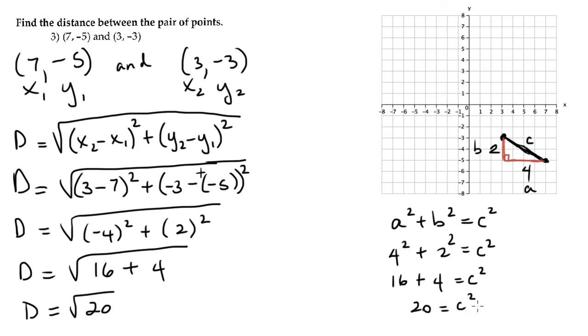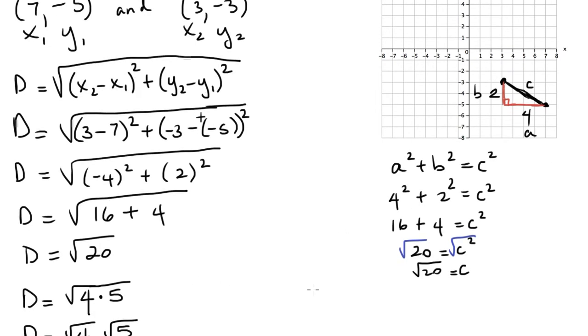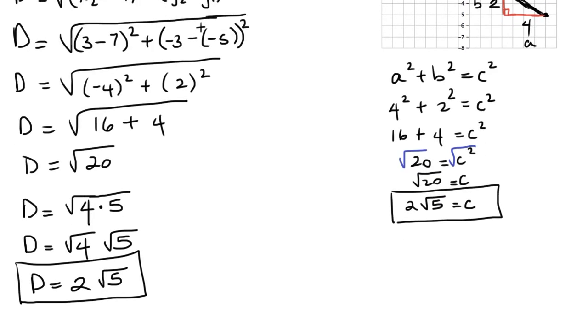So to find C, I can take the square root of both sides here. C is the square root of 20. And in the same vein as what we did before, the square root of 20 simplifies to be 2 radical 5. That's the length of your third side, or the distance between these 2 points. Either method will get you there.